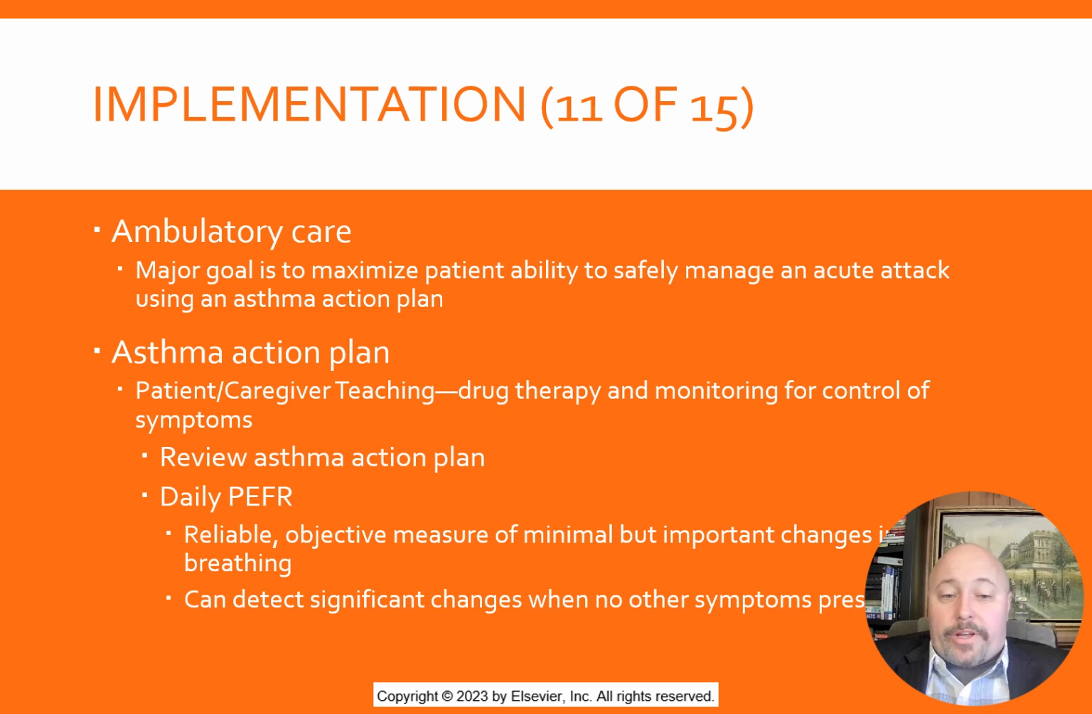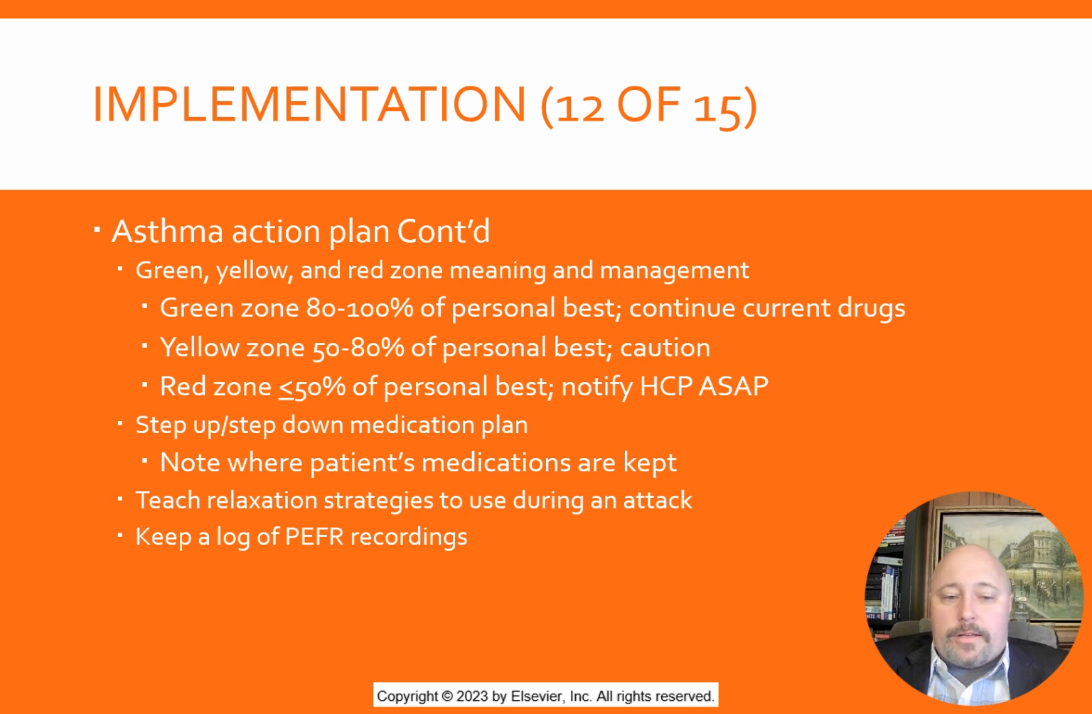For ambulatory care, the major goal is to maximize the patient's ability to safely manage an acute attack using an asthma action plan. That asthma action plan would include patient and caregiver teaching, drug therapy, and monitoring for the control of symptoms. Review that asthma action plan frequently with the patient. Within the asthma action plan are the green, yellow, and red zone meanings and management.